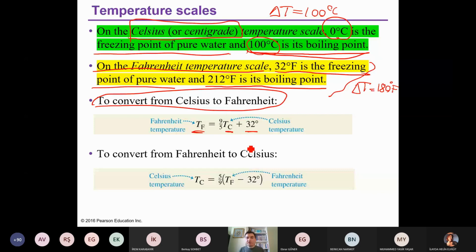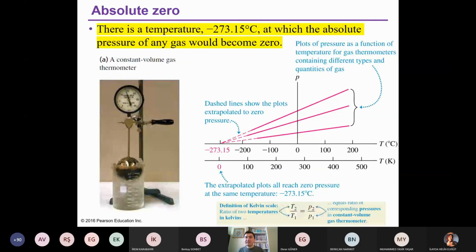And in order to convert from Fahrenheit to Celsius, you have to do this one. This is 5/9 times Fahrenheit temperature minus 32 degrees. Do you have any question here related to the Fahrenheit and Celsius temperature scales? Then let me continue with the Kelvin scale or absolute zero.